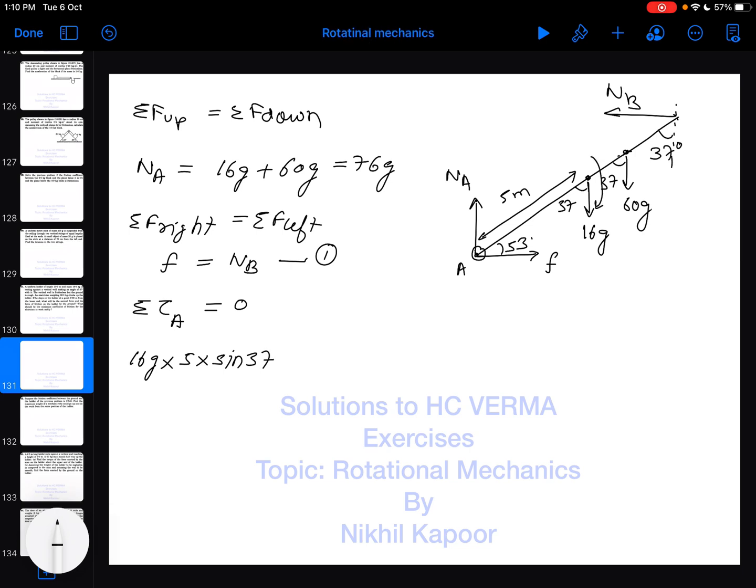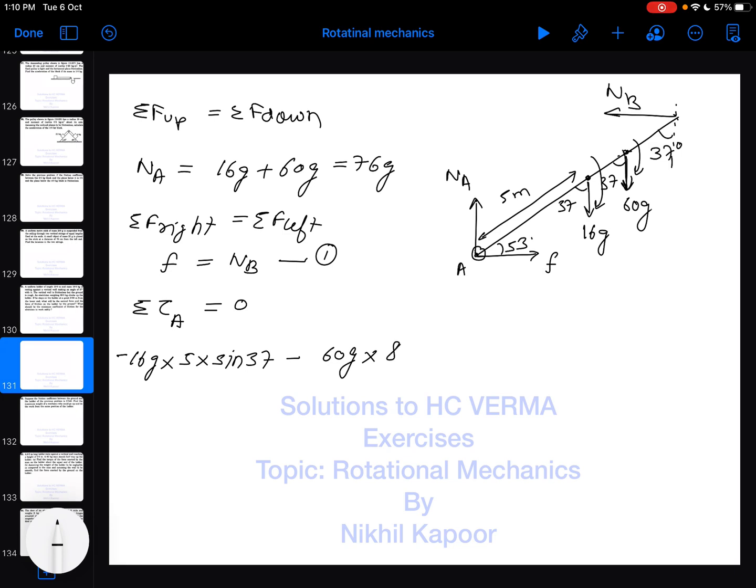Let us say which type of torque is this. So it is the clockwise torque, and clockwise torque we will take negative. Similarly, torque due to 60g is also clockwise. Multiply force F into r, as it is said that it is 8 meter away.